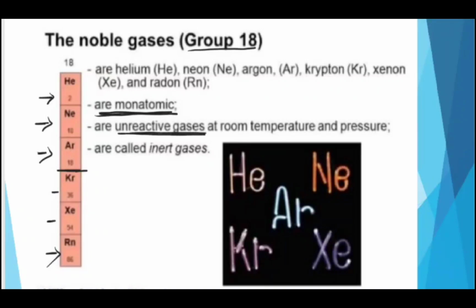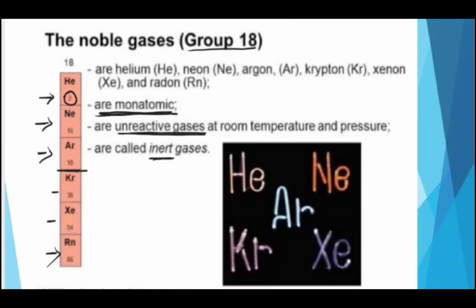Tell me why, children? Because their outermost shell is complete. It is full. So they need not accept any electrons, they need not give away any electrons, or they need not share any electrons to react and form a bond. So they are highly unreactive at room temperature and pressure, and that's the reason why they are also known as inert gases. Hope this much is clear.